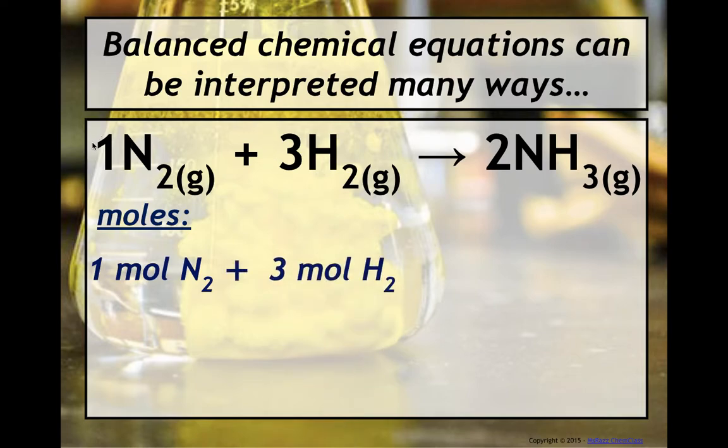So the coefficient, the number in the front, relates to the number of moles that are there. This tells us that we have 1 mole of nitrogen gas plus 3 moles of hydrogen gas.